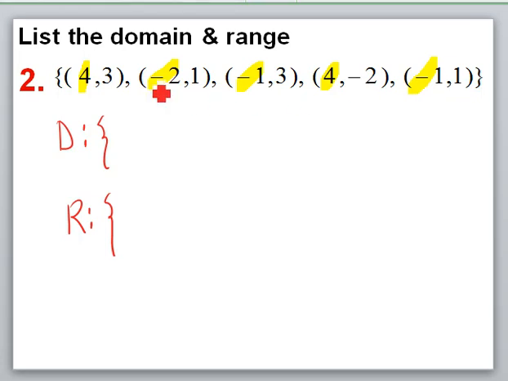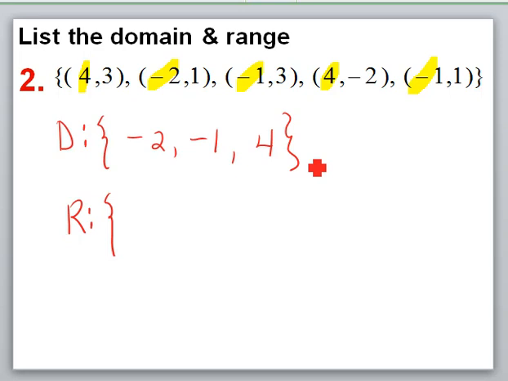So my smallest x value happens to be -2. My next smallest value happens to be -1. There's actually 2 of those, but we don't list them twice. And then my next highest value is 4. Again, there's 2 of those, but we don't list them twice.